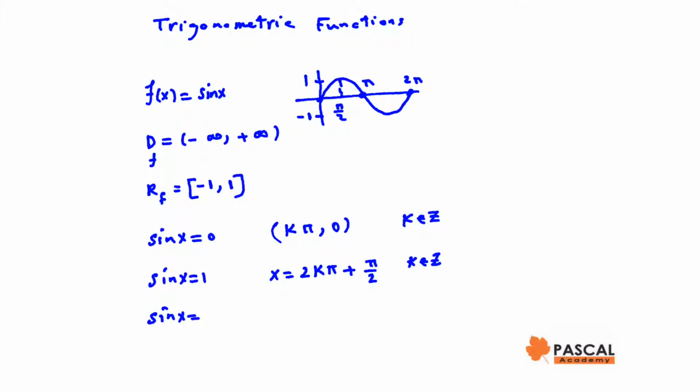When sine of x is -1, x is 3 pi over 2 or minus pi over 2. 2k pi minus pi over 2 when k is an integer.